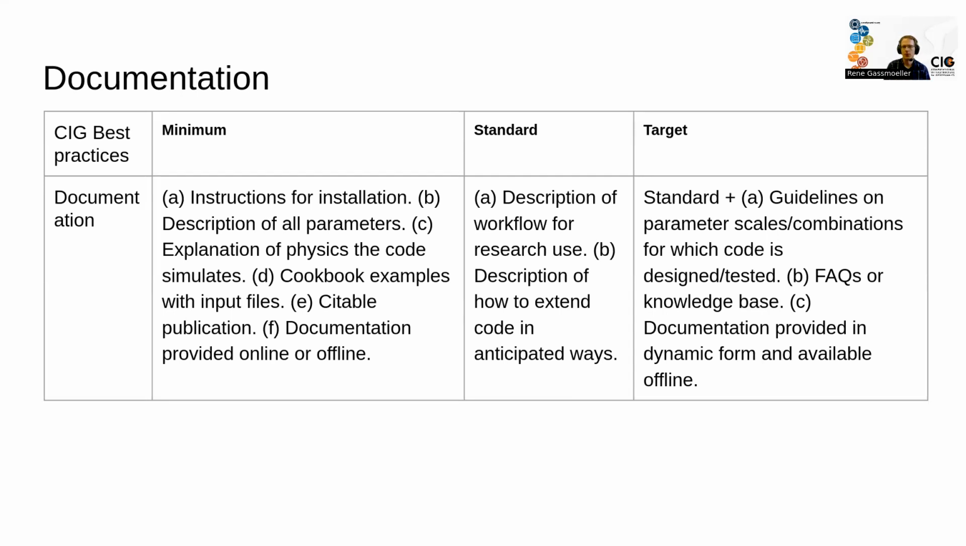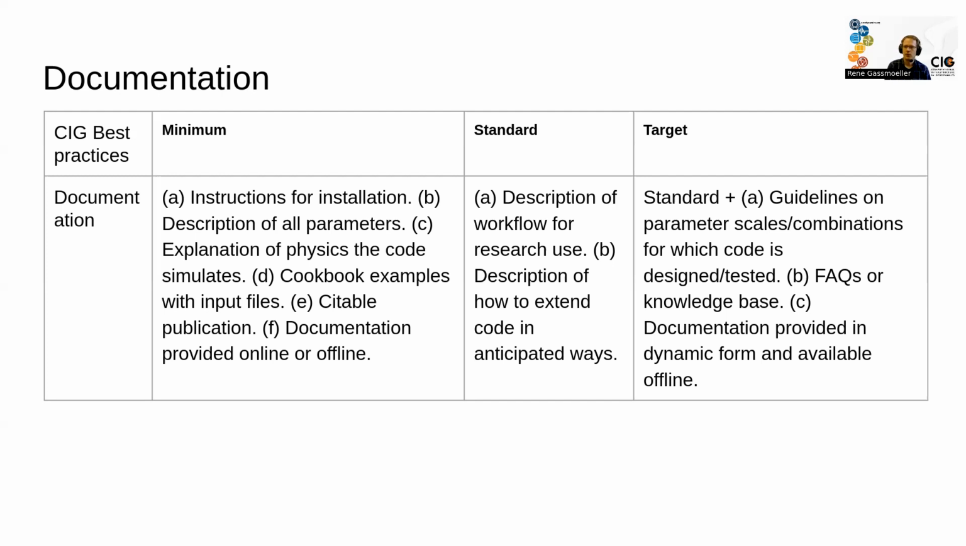Some examples for how to use it. A citable publication, that's what we're working towards here, a software publication, or a science publication works as well. And this documentation needs to be provided to the user somehow, online or offline. The improved level of standard best practice would then also include a description of a workflow for how to use this for a research project and a description of how to extend the code.